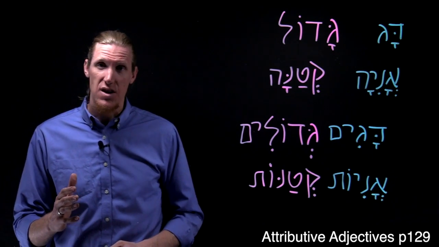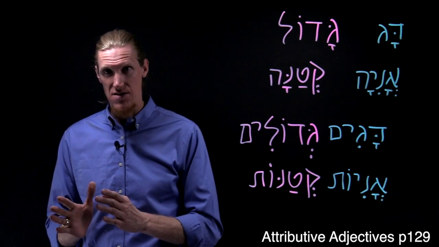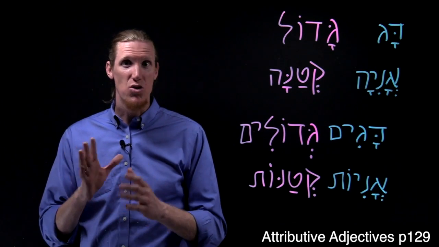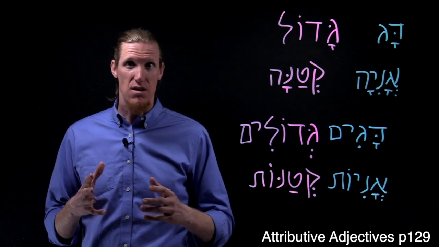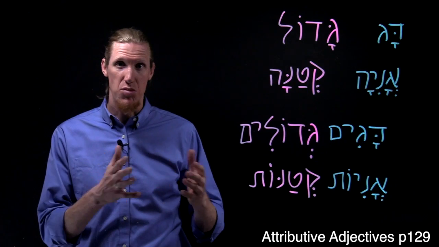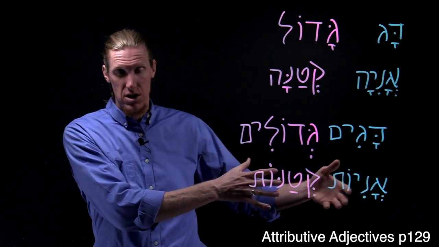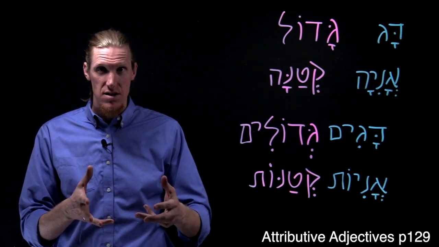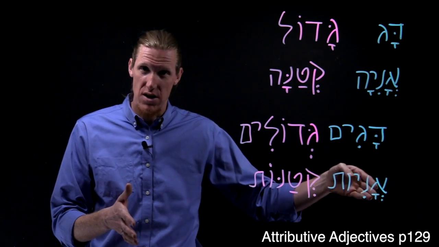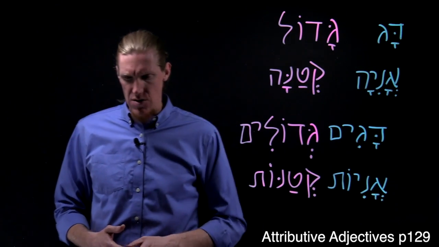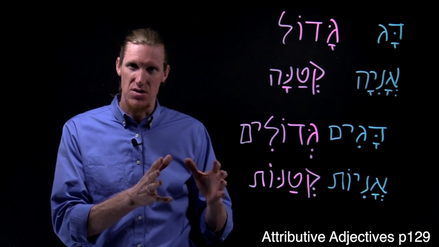An adjective in Hebrew, just like in English, is a word that modifies a noun by making it more specific in some way. So it's the difference between the ball and the red ball, and then perhaps the big red ball, or the tree, the oak tree, or the little oak tree. So it's a word that's used to modify and give more specific details about a noun.